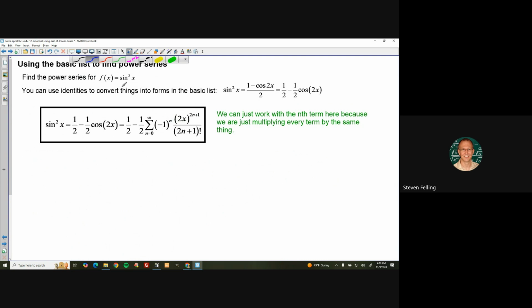Okay, what if we wanted to find the power series for sine squared? Okay, well, there are a couple of ways to do it. You could find the sine function, which was the one that started with the x. So x minus 1/3 x cubed plus 1 over x factorial. Did I write that wrong before?